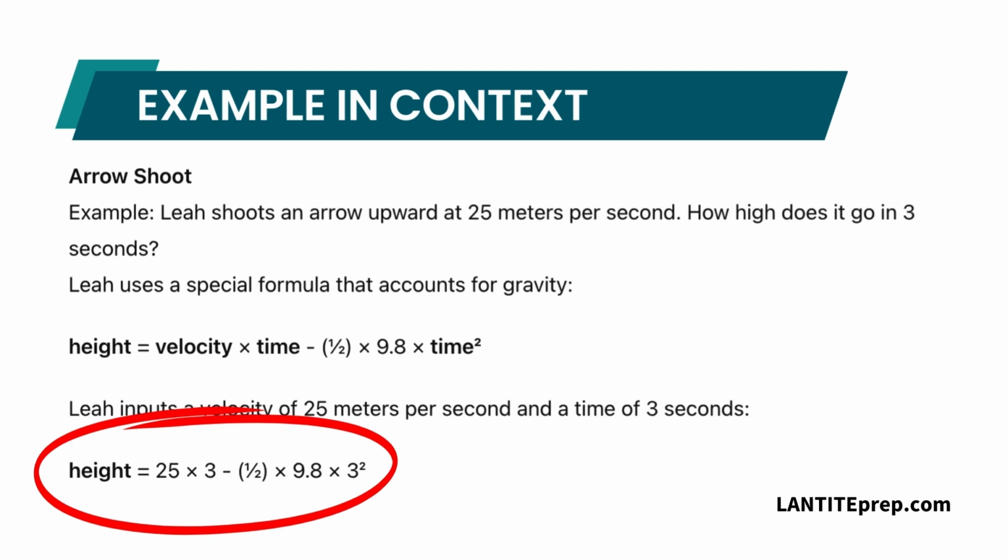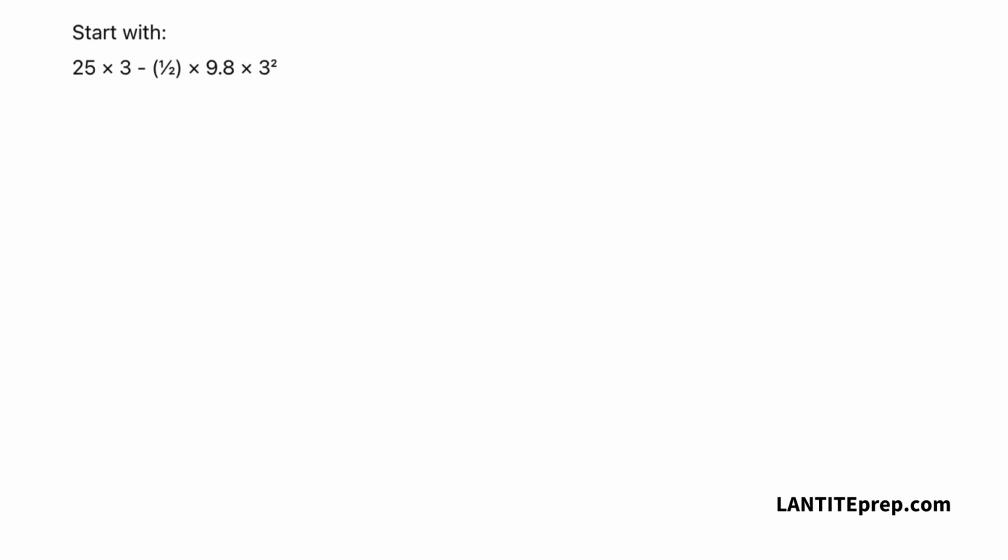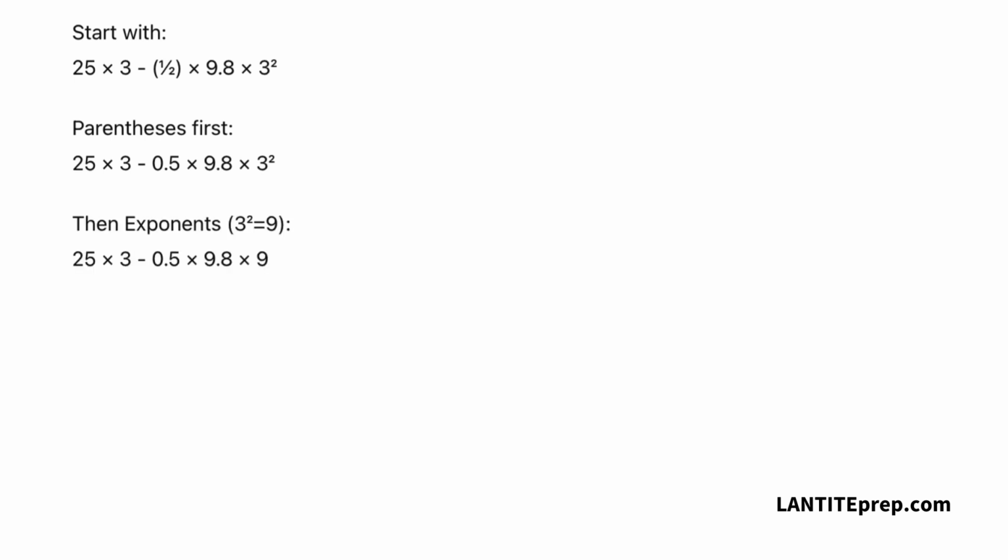Great. Let's look at the work to find the solution. Starting with our initial problem, we'll convert the fraction into a decimal to make it easier to work with. Now, let's solve the exponent of 3 squared, which equals 9.